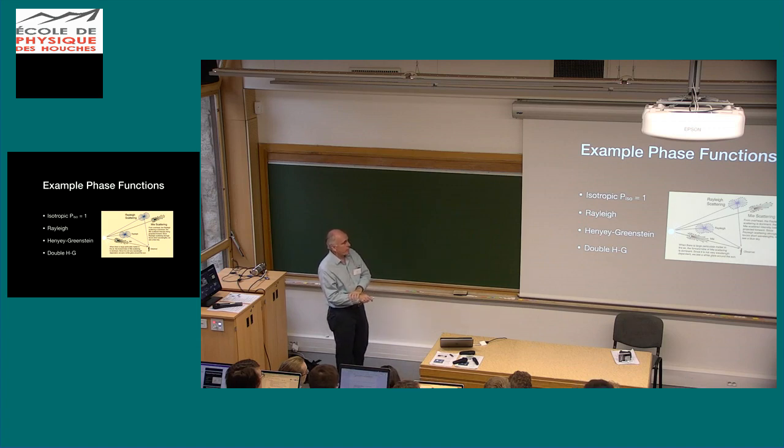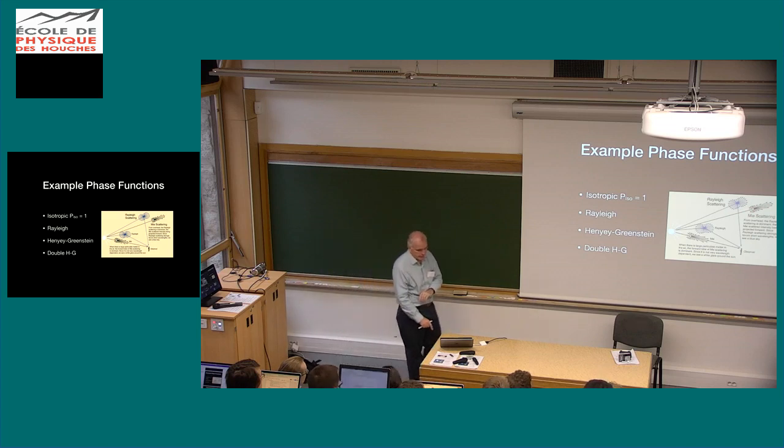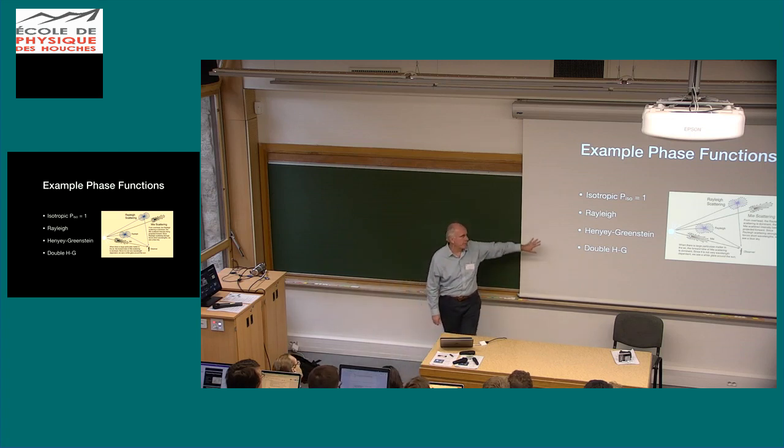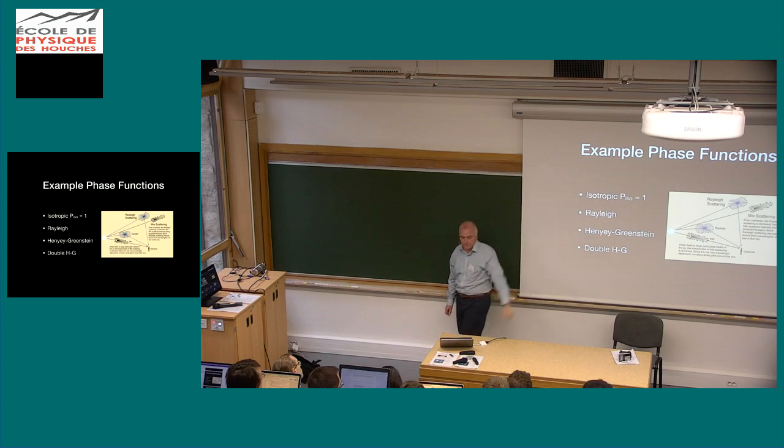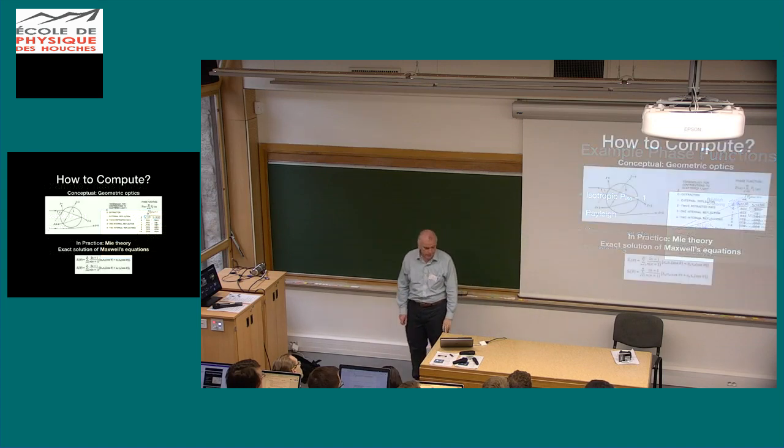Rayleigh scattering is more of this double-peaked, forward and backward. Typical particle Mie scattering tends to be more in the forward direction. And you can have various analytic phase functions that try to describe the results you would get from Mie scattering.